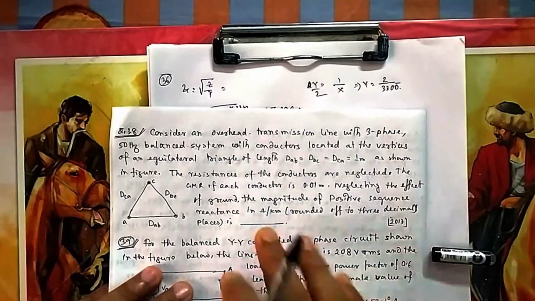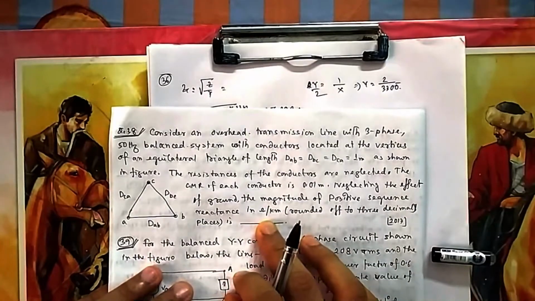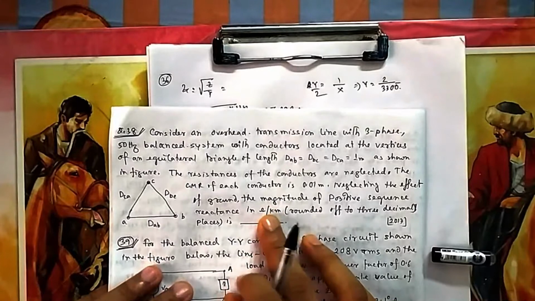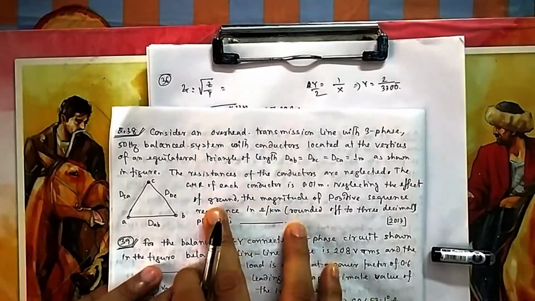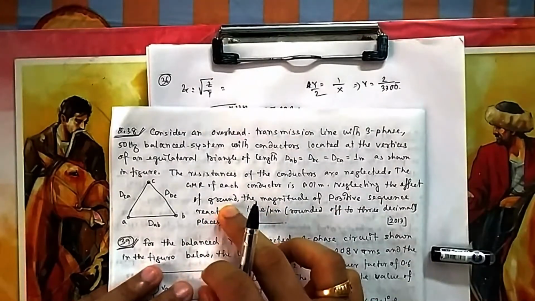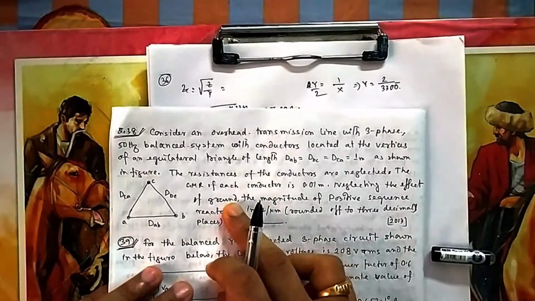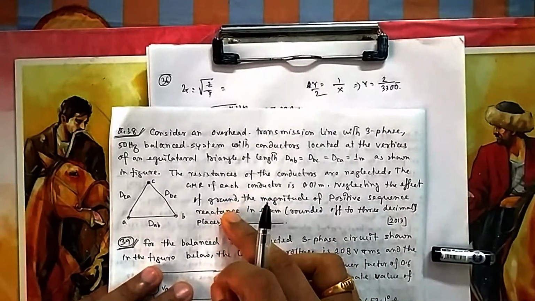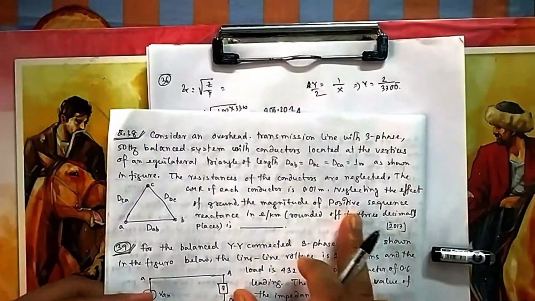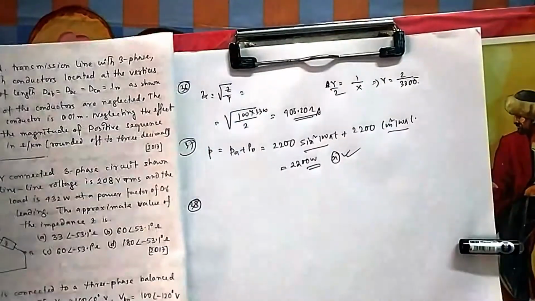So for that, let me calculate reactance, that means X. So you need to calculate L. If you can calculate L, because you are neglecting the effect of the ground, means you are neglecting capacitance. So only L will come, that means X will come. So from that L you will get that X, the positive sequence reactance.